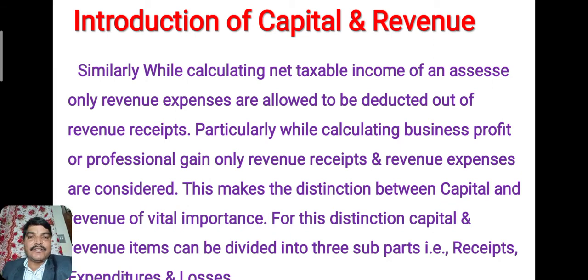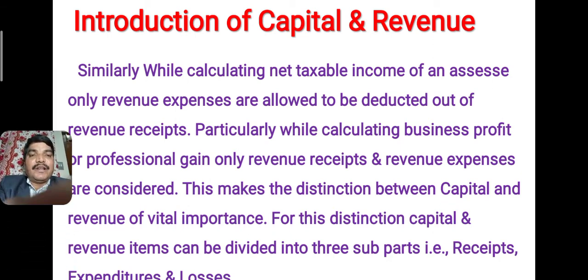So for this distinction, capital and revenue items can be divided into three subparts: capital receipts and revenue receipts, capital expenditure and revenue expenditure, and capital loss and revenue loss. Okay, students, we will discuss in detail the capital receipts and revenue receipts.